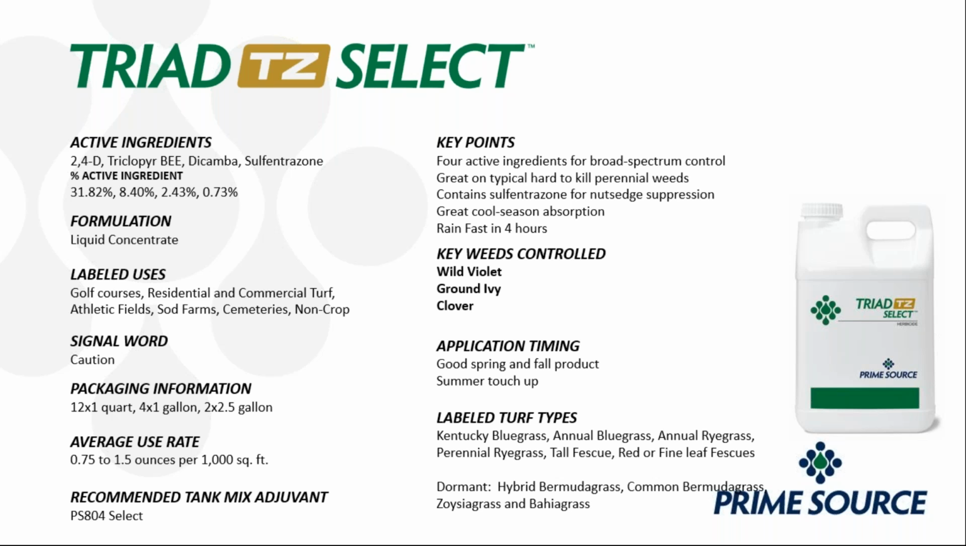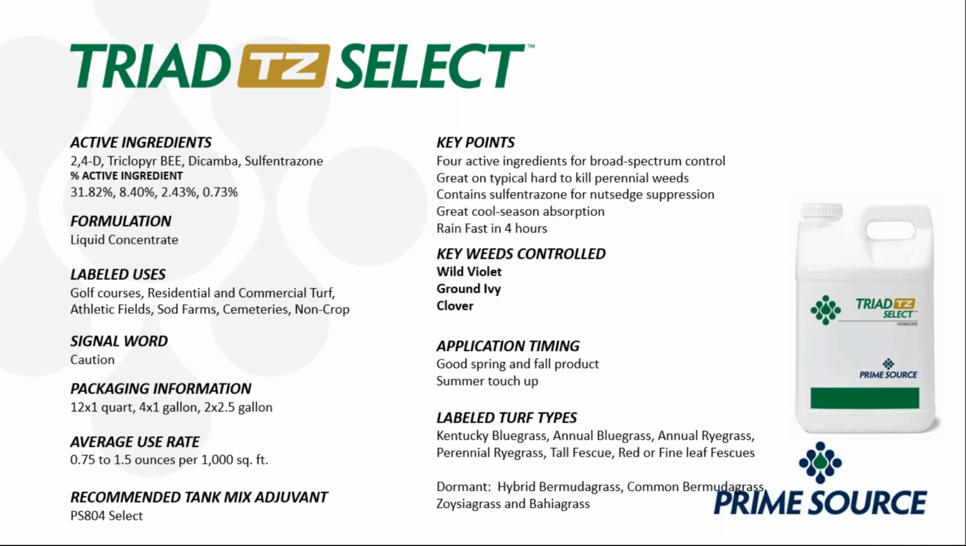So the thought behind this one is you've got the 2,4-D and dicamba, which is used in most 3-ways, so you're going to get a lot of broadleaf. The sulfentrazone is going to help with speed, and it's also going to help with grassy weeds. And the triclopyr is there to get the harder-to-control weeds. So if you look on the weed control list, you're going to see ground ivy, wild violet, some really, really difficult to control weeds, as well as clover.